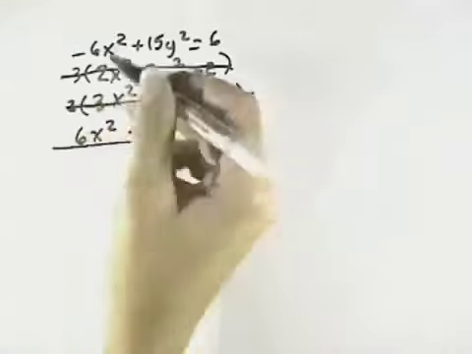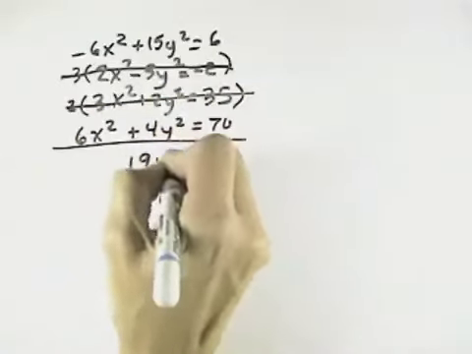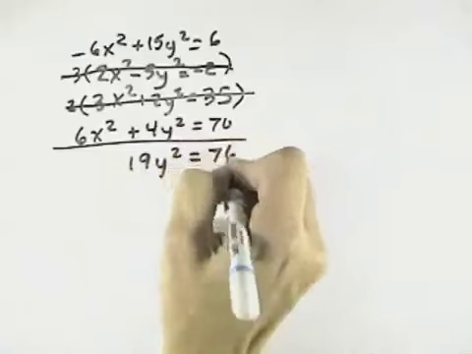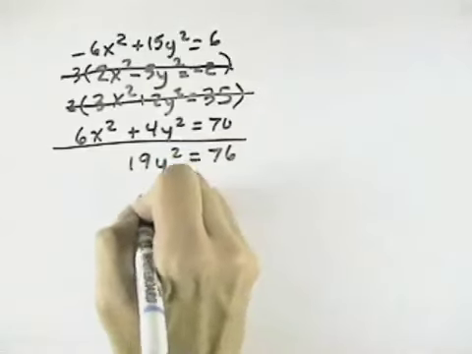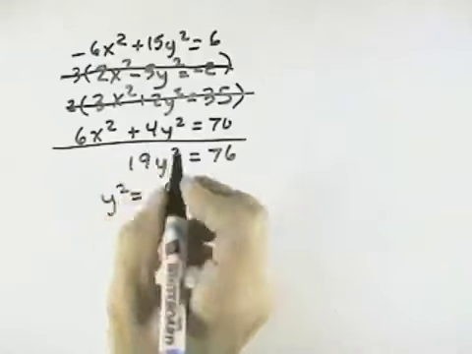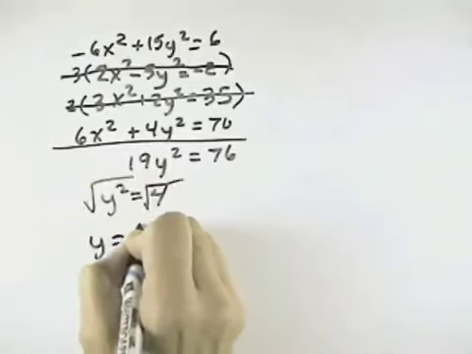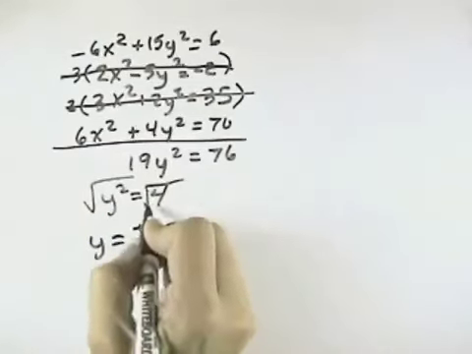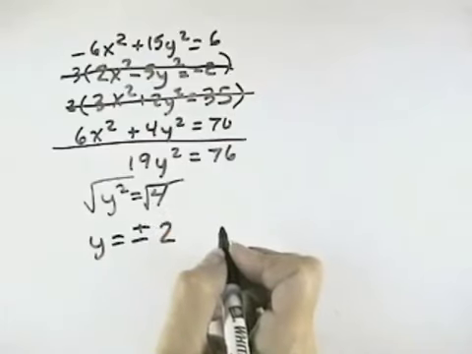So that when I add these, I can see that the x squareds drop out, and what I have is 19y squared equals 76. So since 19y squared equals 76, I can divide both sides by 19 to get y squared equals 4. Taking the square root of both sides, I'll have y equals, I have to remember it's positive and negative square root of 4, which is positive and -2. So I have two solutions for y.